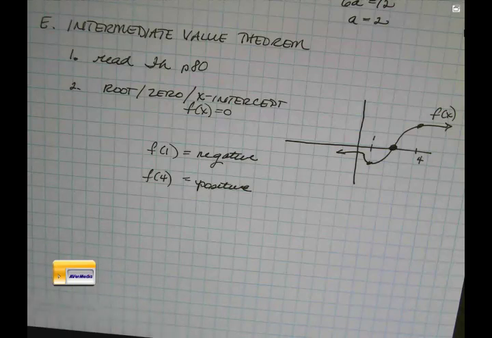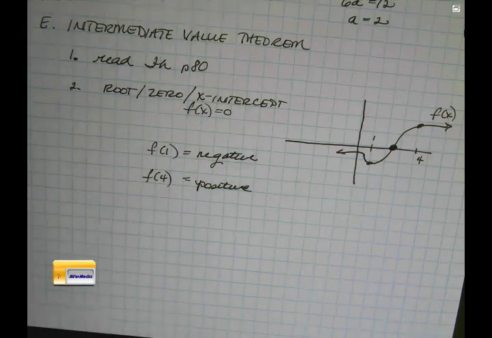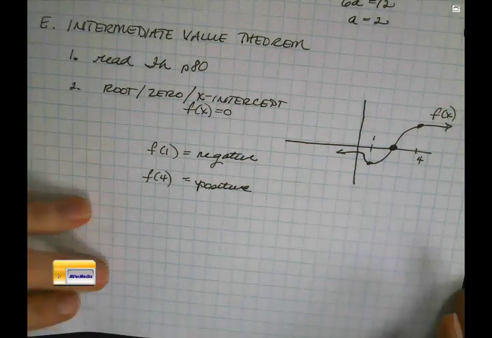Even if we can't algebraically come up with the value of the root, we know one must exist if the function is changing signs from negative to positive or positive to negative, because it's going to have to cross the x-axis. So we can prove a root or a 0 of the function or an x-intercept exists in a certain interval if that function changes sign. That's where we really use the intermediate value theorem.